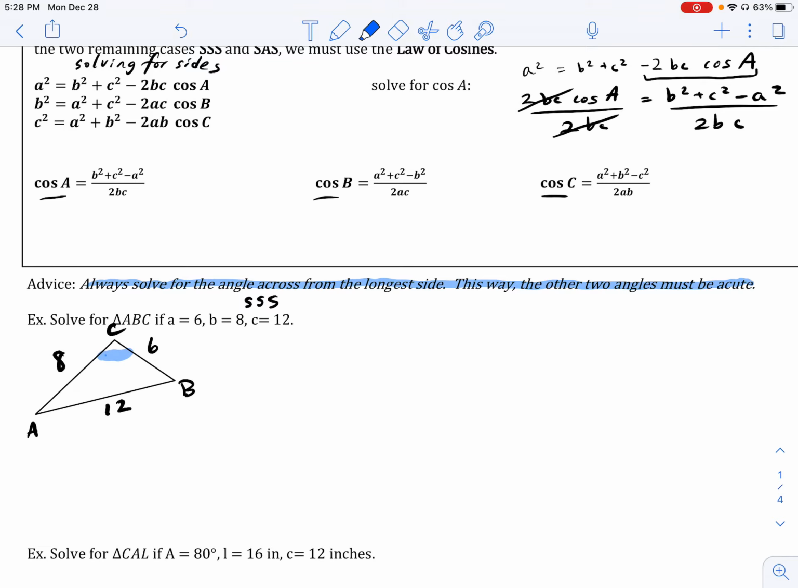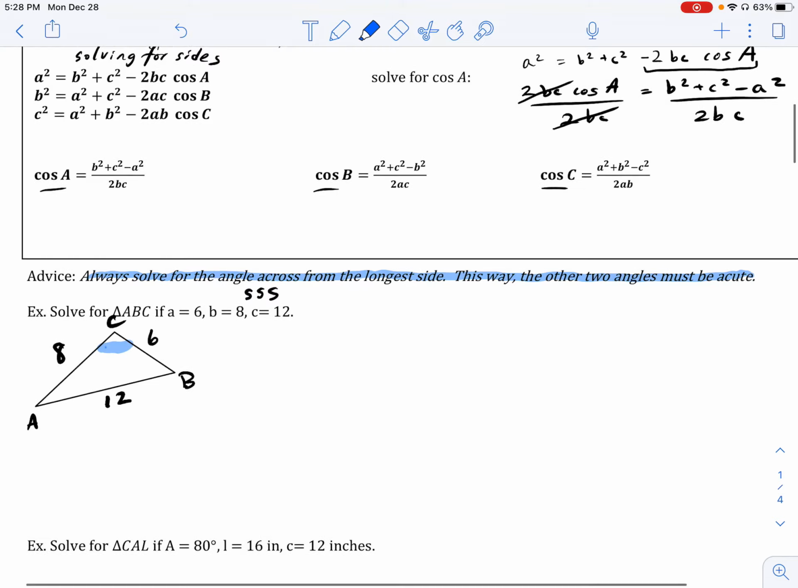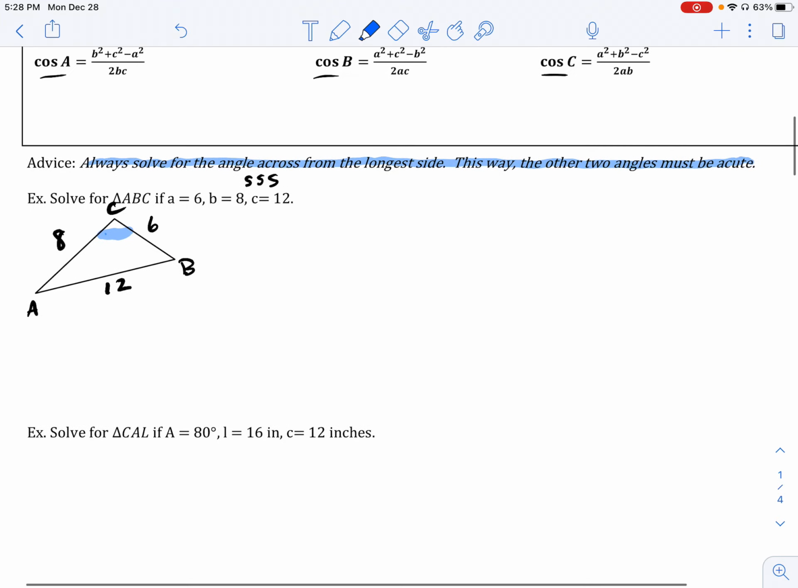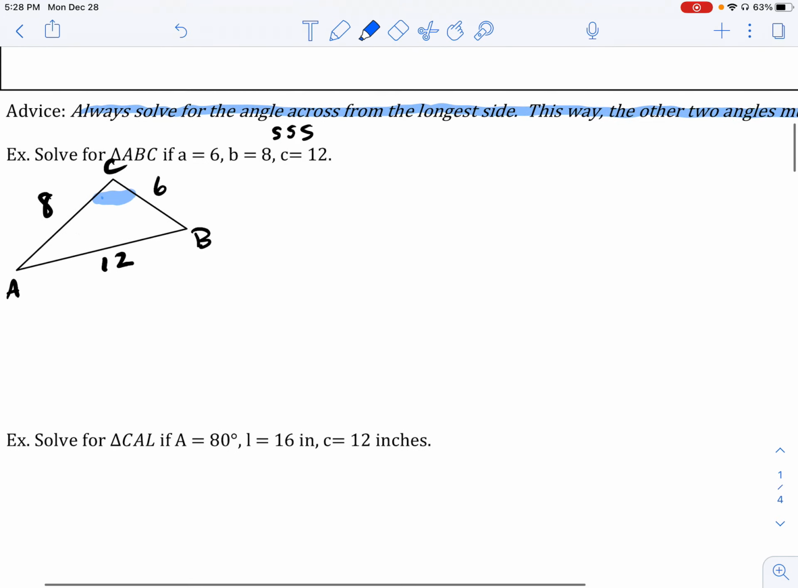And the reason why I advise that we do that is because if we solve for the longest or the largest angle first, that's going to ensure that the other two sides, or the other two angles, I should say, are smaller.